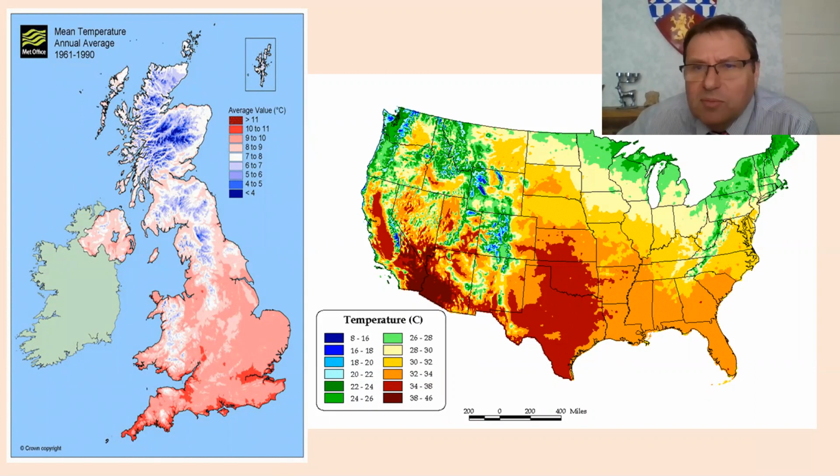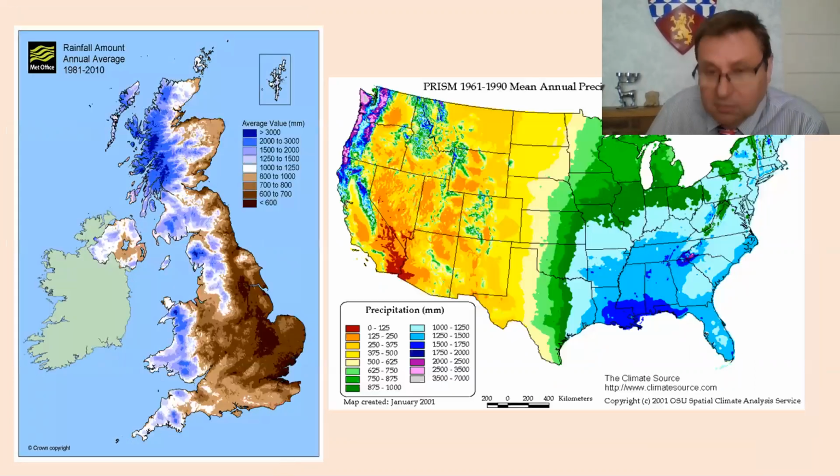So what do you think that means to temperatures? Which one has the highest annual temperatures? Which one is hotter and which one is cooler? Now, what about rainfall? How much does it rain? How much water do we get?